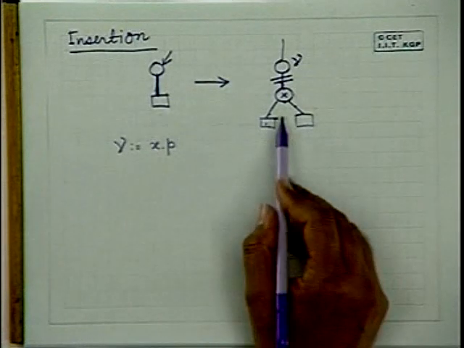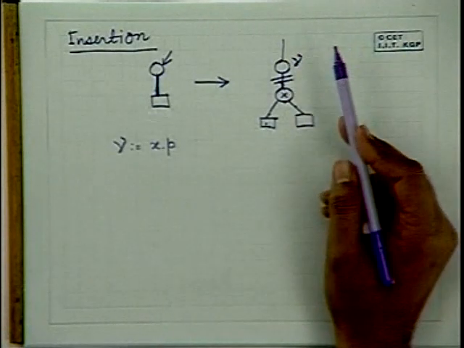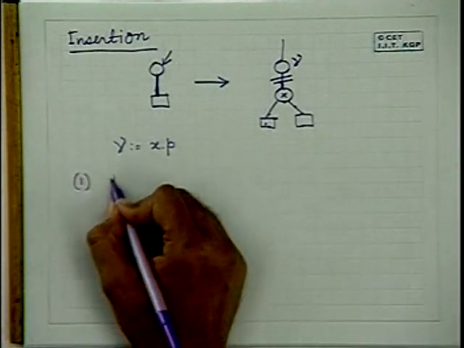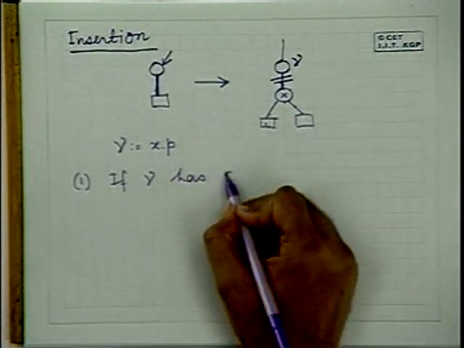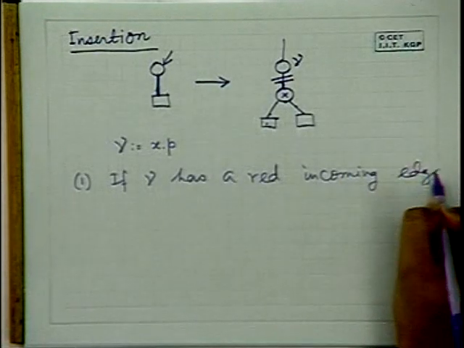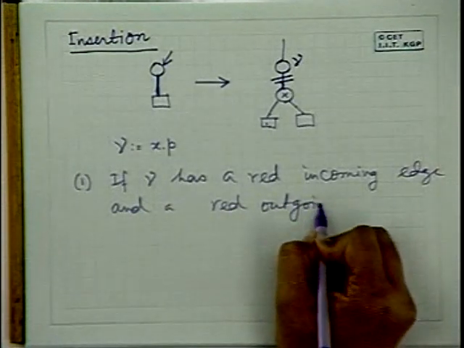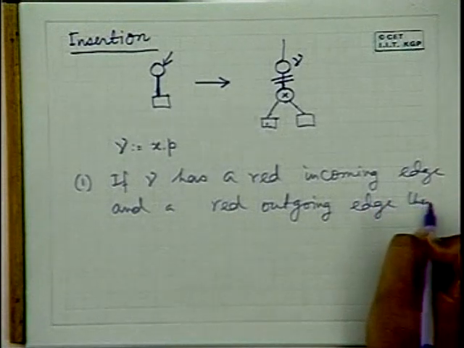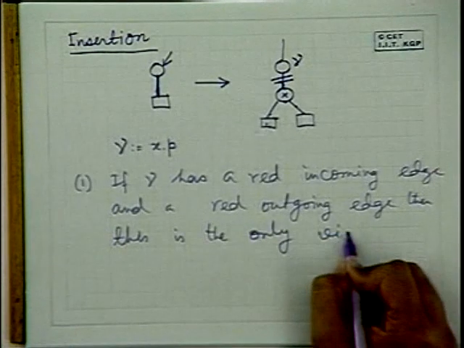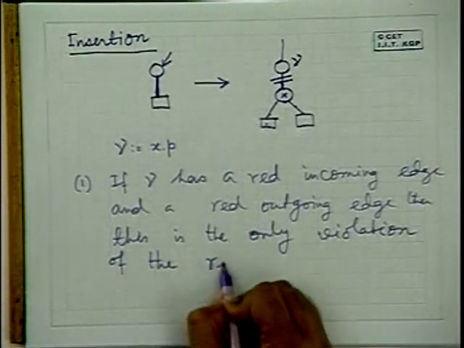So you will see probably we'll have to move up all the way up to the root. Every time we take care of all these three properties. And the only violation will be this violation: if Q has a red incoming edge and a red outgoing edge, then this is the only violation. You cannot violate any other property of the red-black property.